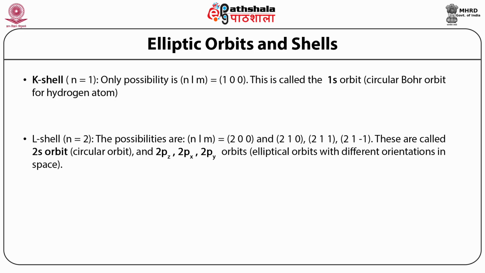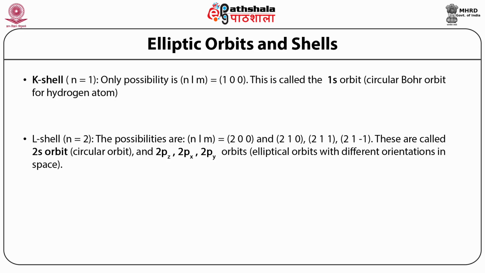And then the L shell is n equal to 2. The various possibilities of n, l, m are shown on the screen, and you see there are 4 possible orbits. They correspond to the 2s orbit, which is a circular orbit, and 3 elliptical orbits, designated as 2px, 2py, and 2pz, because these are directed in 3 mutually perpendicular directions. In other words, these have different orientations in space.